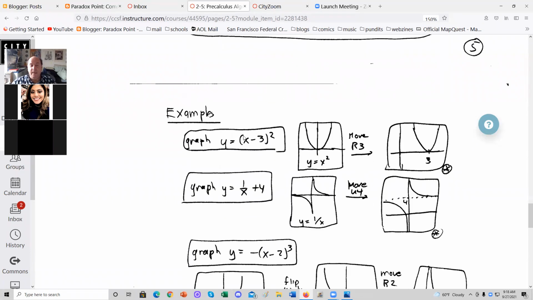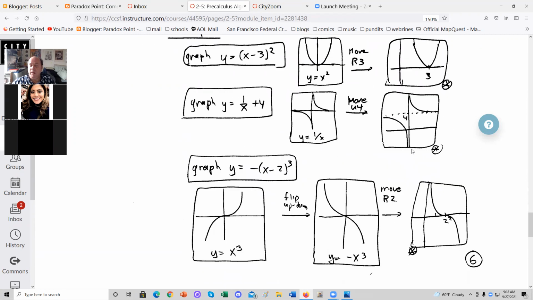So for example, graph y equals the square of x minus 3. Well, y equals x squared has this U-shaped graph. This minus 3 moves it to the right 3. So it's a U-shaped graph touching down at 3.